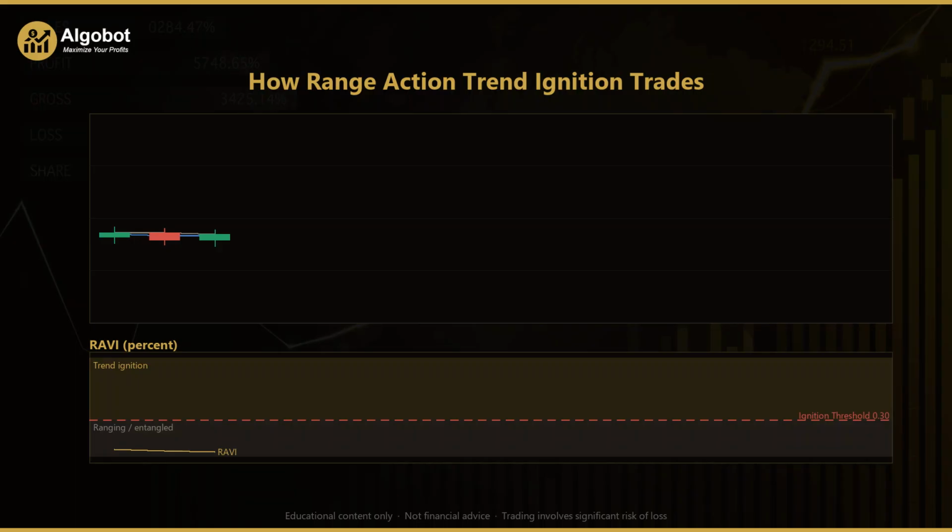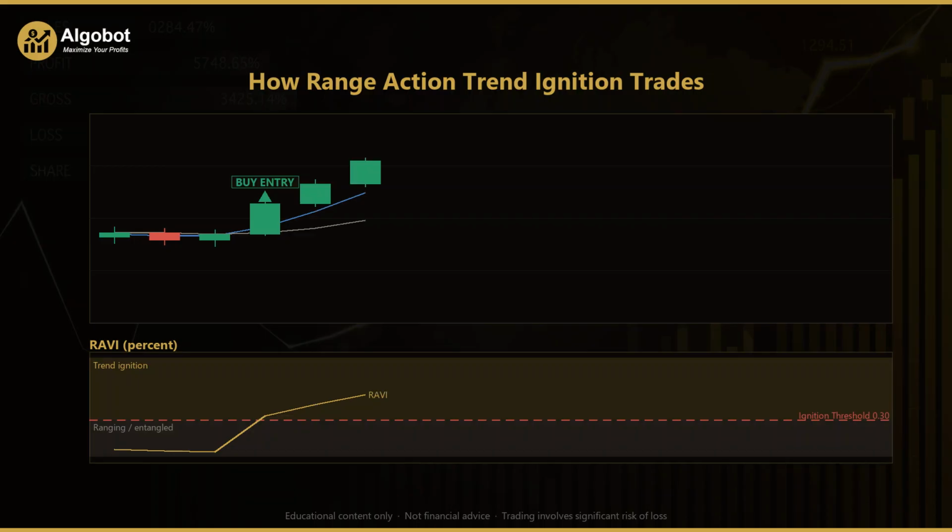Look at the first few candles on the left. Price is drifting sideways in a tight band. And notice how the two averages are wrapped around each other, almost overlapping. Down in the panel, RAVI is pressed low, well beneath the threshold, inside the shaded ranging zone. This is exactly the entangled, range-bound state the strategy is designed to sit out. There is no separation between the averages, so there is nothing to trade, and the expert advisor simply waits.